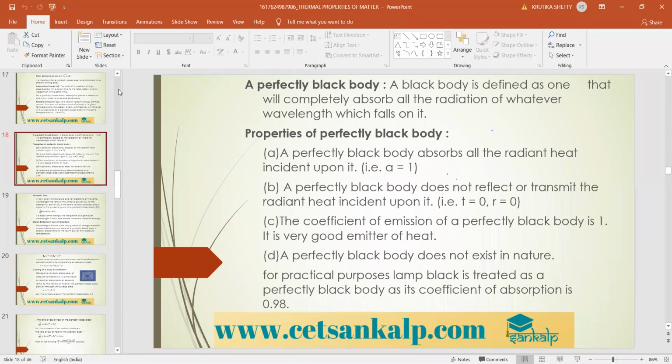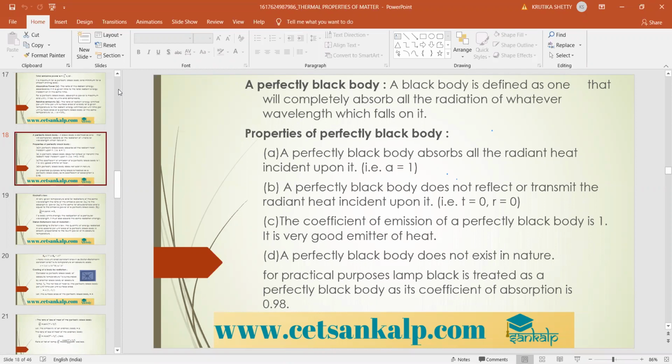Properties of a perfectly black body. In the first one, a perfectly black body absorbs all the radiant heat incident upon it. So the absorptive power A is given by 1 for a perfectly black body. A perfectly black body does not reflect or transmit the radiant heat incident upon it. It will not reflect and transmit. It will only absorb.